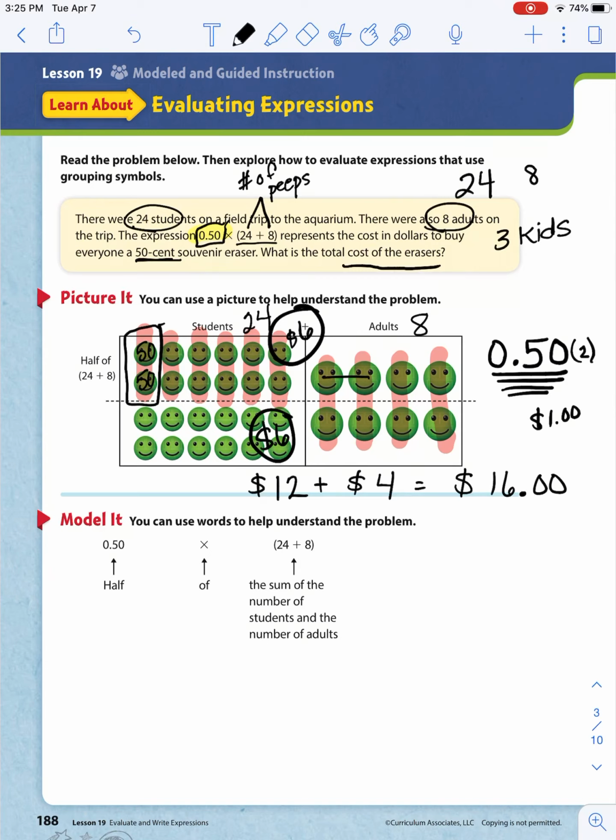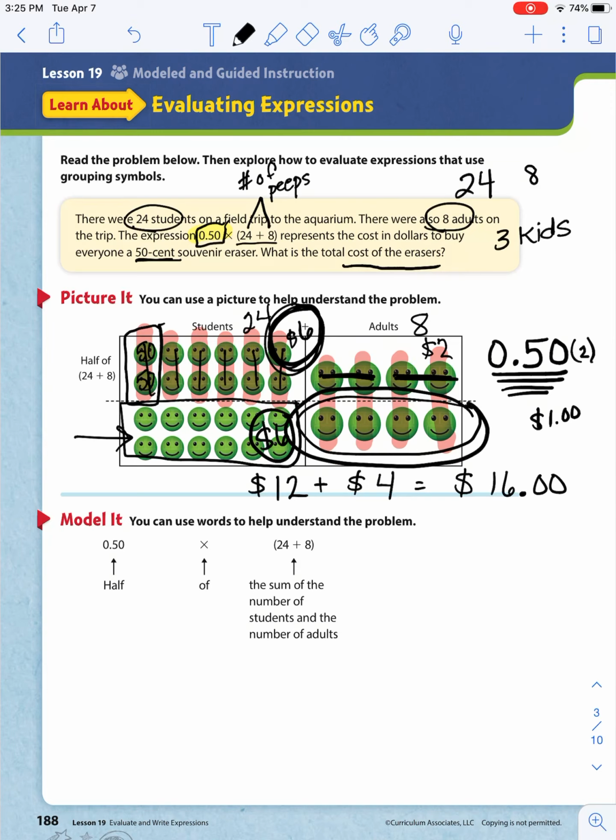We could have done this 1, 2 and then doubled it for down here, because over here they did 1, 2, 3, 4, 5, 6. We don't even need to count those. It's the same amount of kids, so we just double this number here. Or 1, 2 adults, so there's $2, and we just double that amount here to make $4.